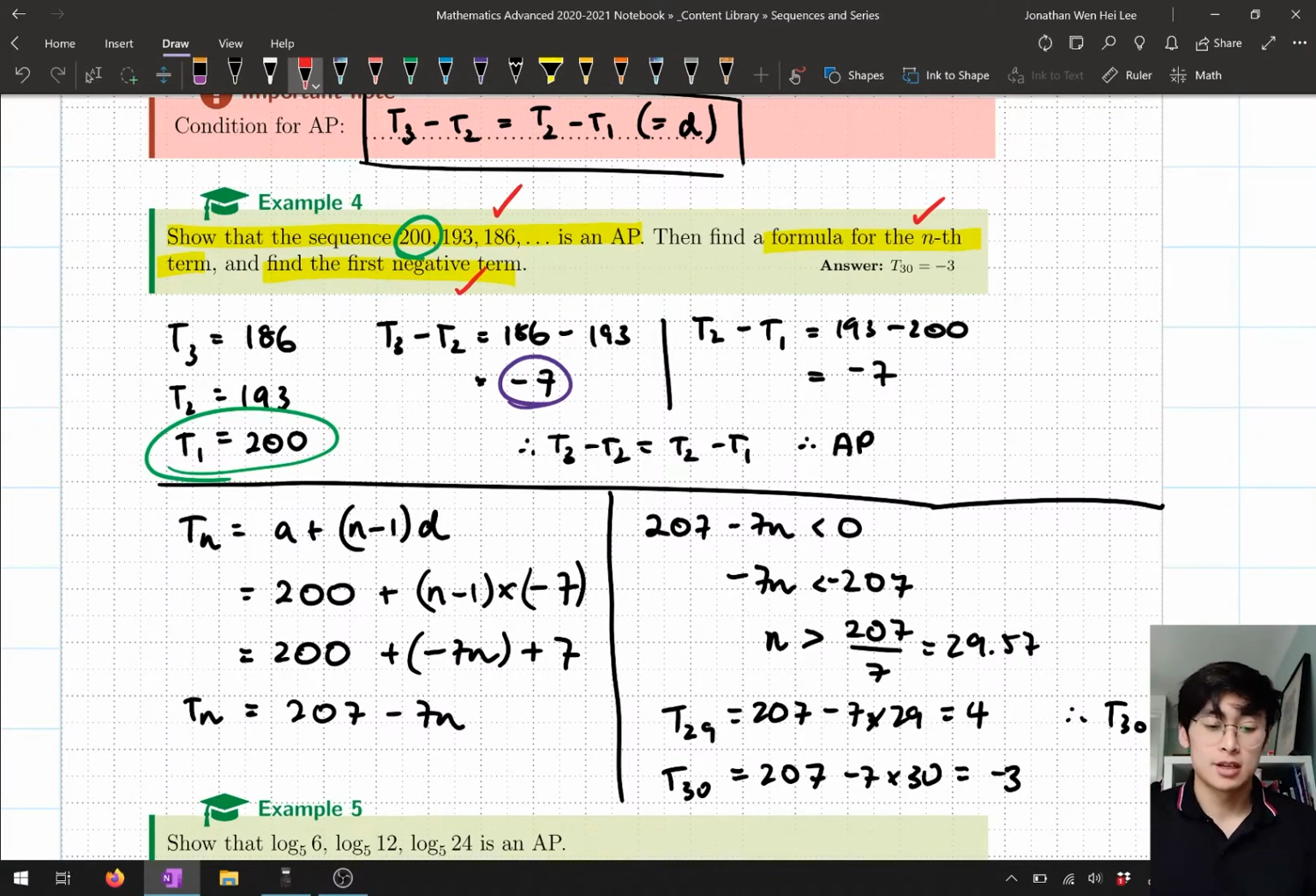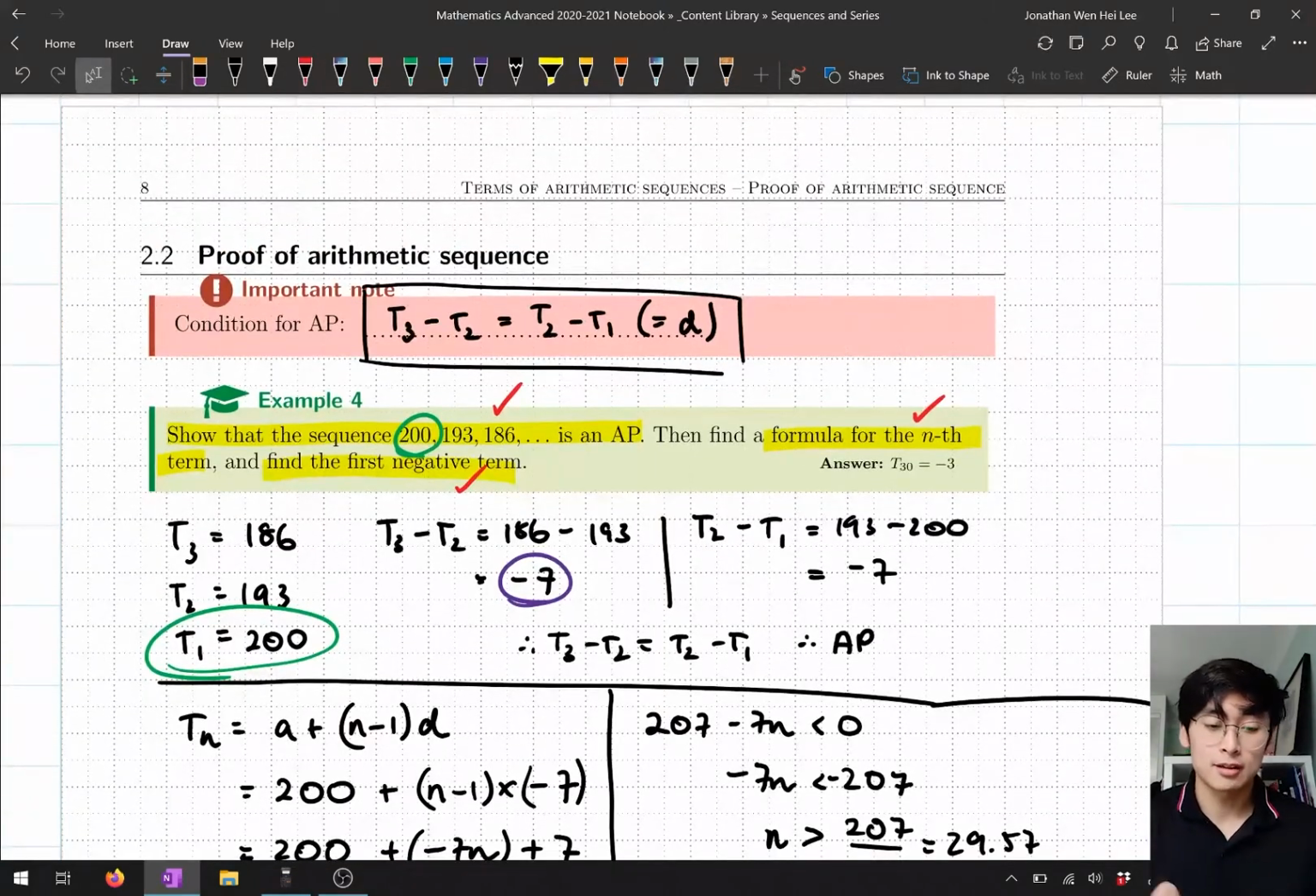So important things to note from this question: if we want to show that a sequence is an AP, we subtract two consecutive terms. So here, take t3 minus t2 and t2 minus t1, and we want to show that those two are equal. The value that we get from here is also the common difference, which will actually help us in the following parts.